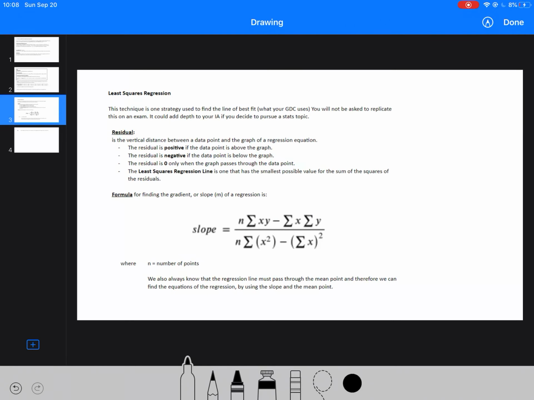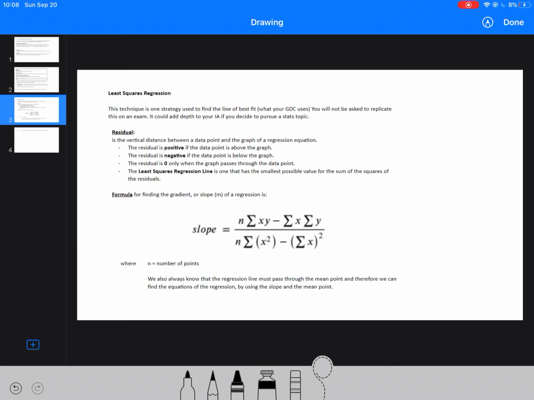This next slide talks about least squares regression, which is one strategy used to find the line of best fit, actually what your GDC uses. Like I said before, you're not asked to replicate this on an exam. It could add some depth to your IA if you decide to pursue a stats topic.